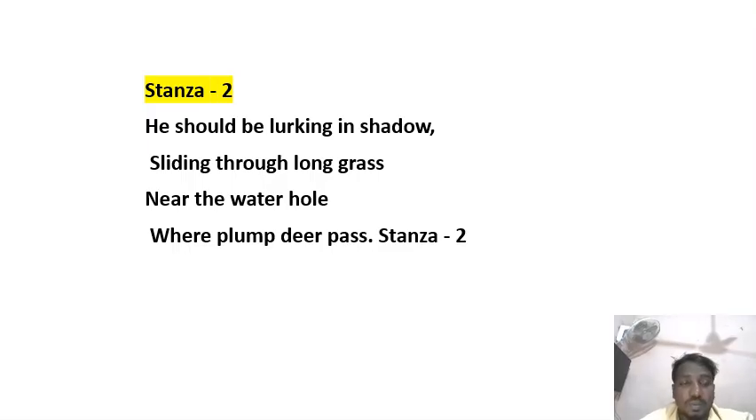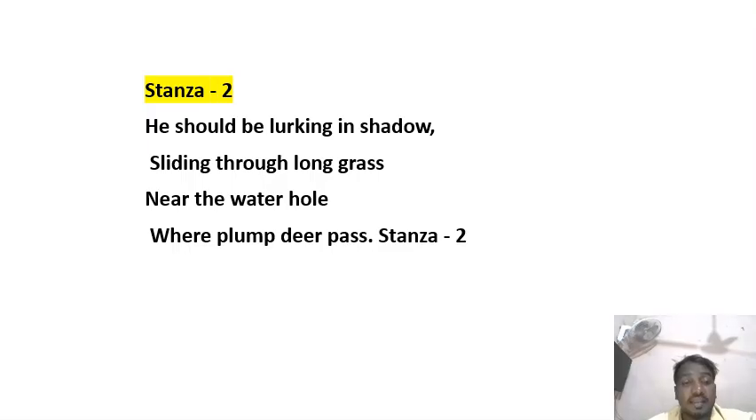In the first stanza, we saw the physical appearance and the nature, and now here the poet has moved on to talk about the tiger's habitat, that is the jungle. What he does in a jungle: he hides and slides through the long grass. Why does he go to the long grass near the water hole where plum deer pass? Here plum means the fat deer. They come to the water hole to drink water in the pond.